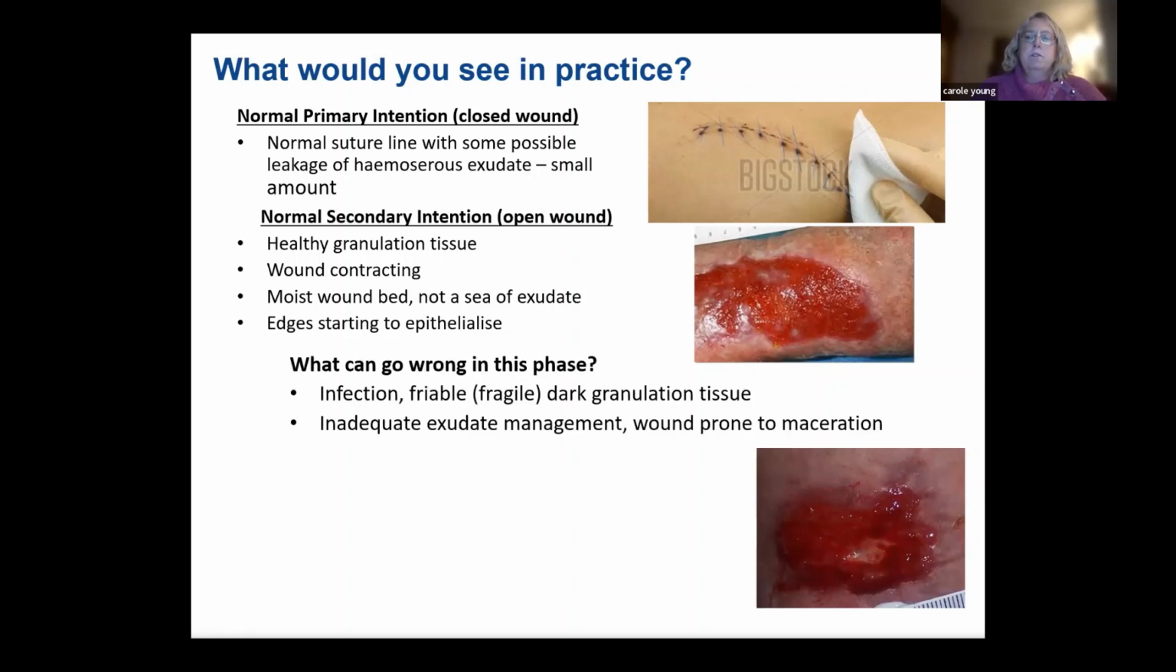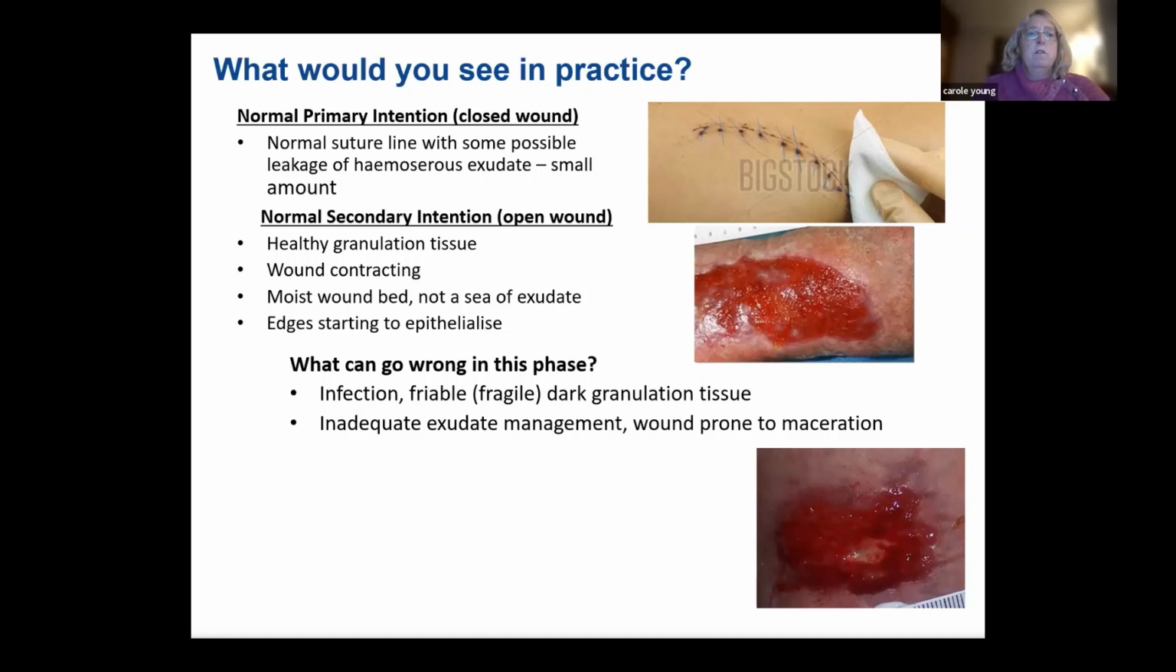But things can go wrong in this phase as well. Infection can set in at the proliferative phase as well. And if it does, what we see is that granulation tissue not looking healthy and bubbly and red anymore. We see it still red, but it might be fragile. It might be smooth and shiny looking rather than nodular. There might be an increase in exudate and more maceration around the wound. That really fragile granulation tissue will bleed really easily if it's touched. It's known as friable granulation.